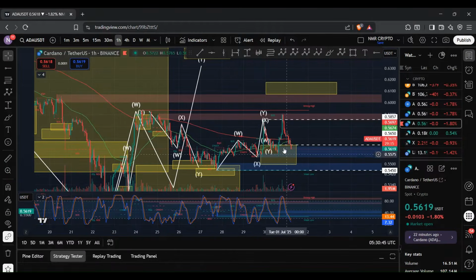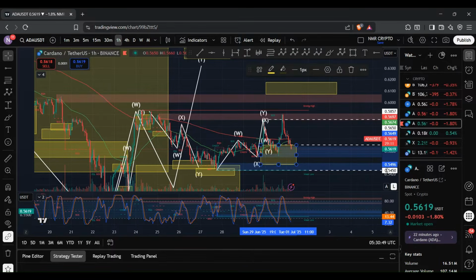So ADA has tapped even deeper within this target that I set out in my previous video, and that target sits between 54.96 cents to 56.49 cents. And this target is for this correction move to the downside that I've been tracking, where I'm looking out for a bigger WXY structure. And of course, this target is a 50 to 88.2% retracement of this wave here.